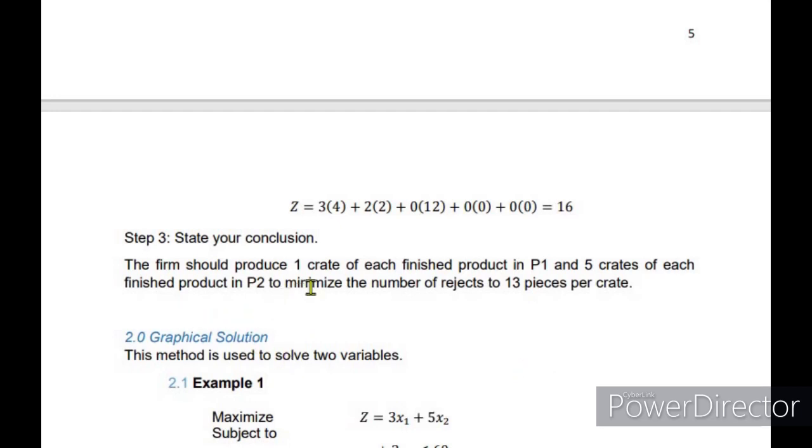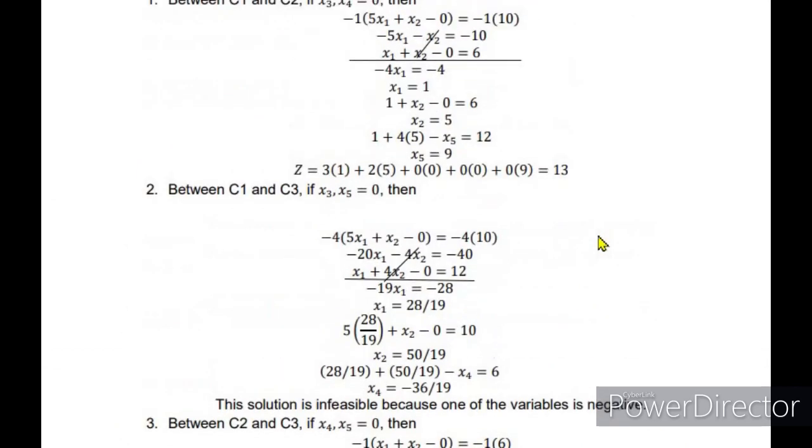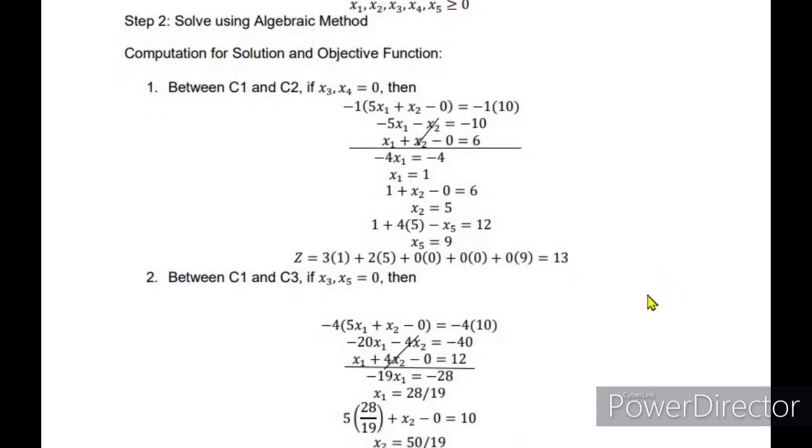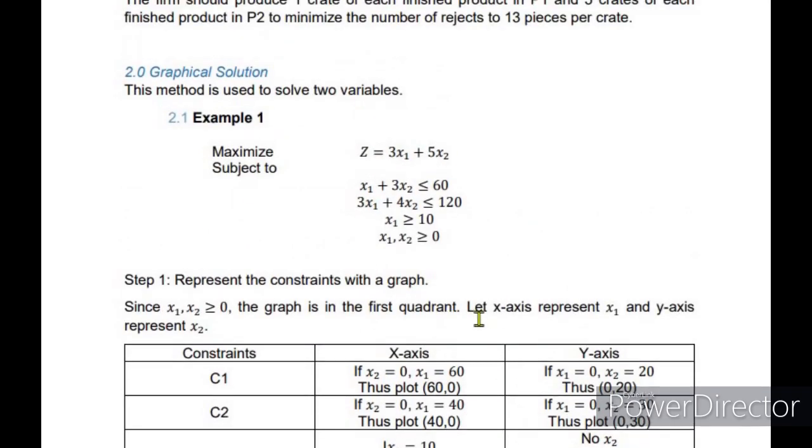The firm should produce 1 crate of each finished product in P1 and 5 crates of each finished product in P2 to minimize the number of rejects to 13 pieces per crate. So we chose this because we are minimizing here. So the lowest value is 13. That's why we chose the solutions here. We just ignore the value of x sub 5. So that's it.